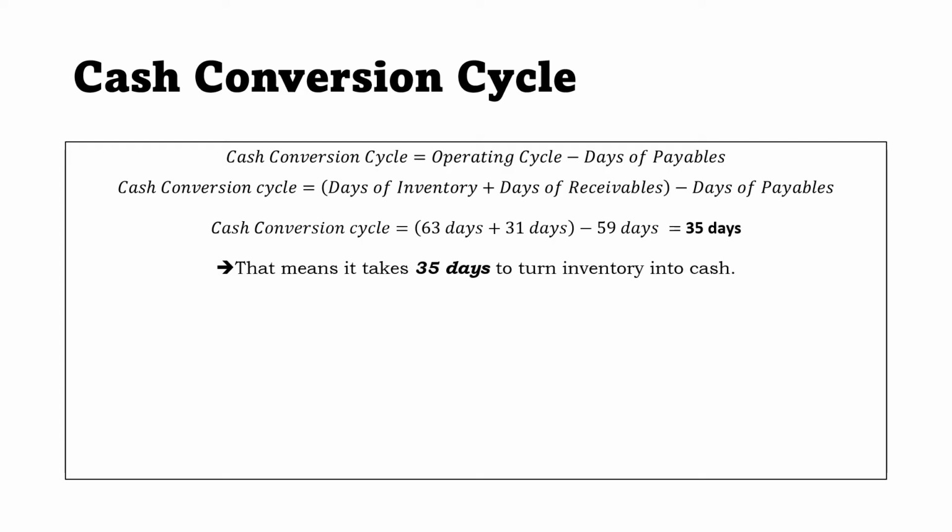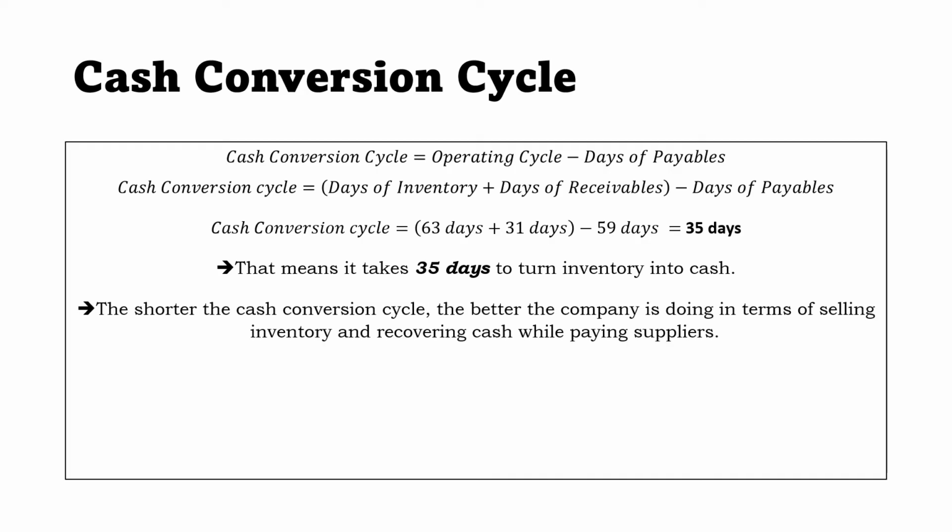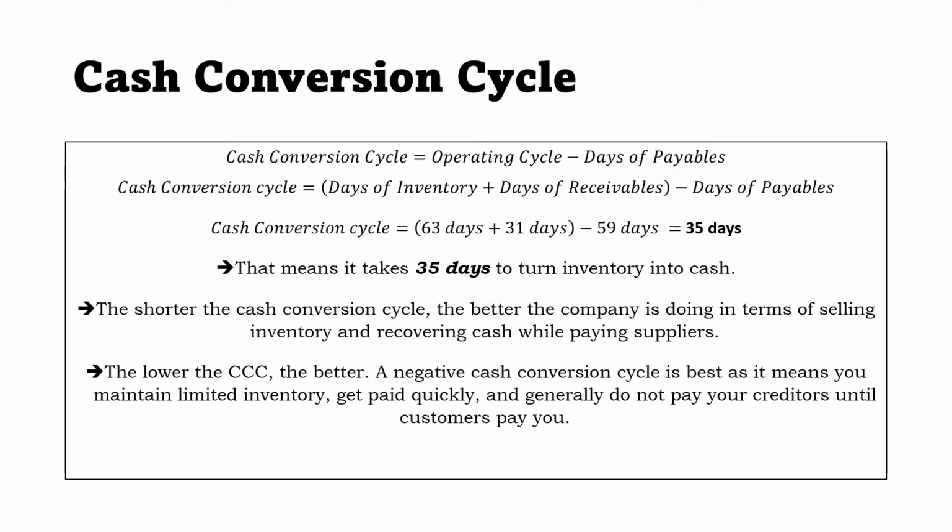What does that mean? It means that it takes 35 days to turn inventory into cash. The shorter the cash conversion cycle, the better the company is doing in terms of selling inventory and recovering cash while paying suppliers. The lower the CCC, the better. A negative cash conversion is best as it means you maintain limited inventory, get paid quickly, and generally do not pay your creditors until customers pay you.